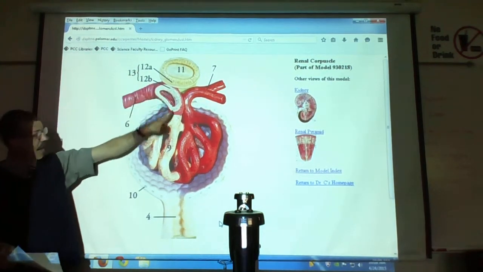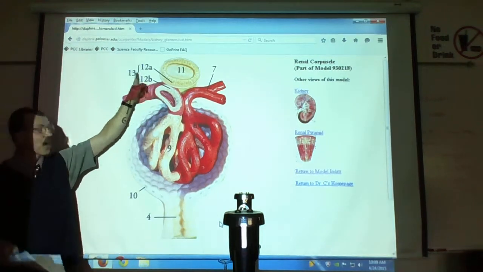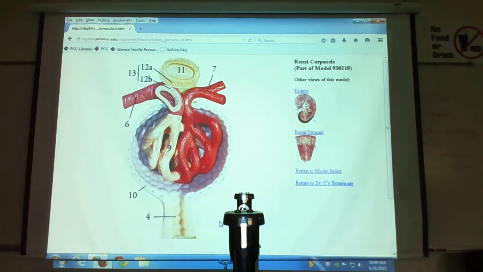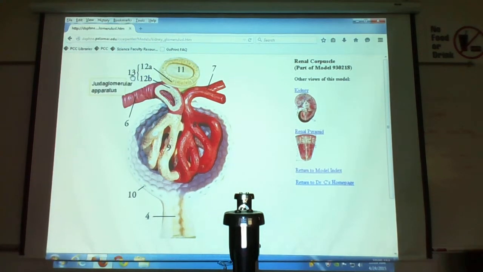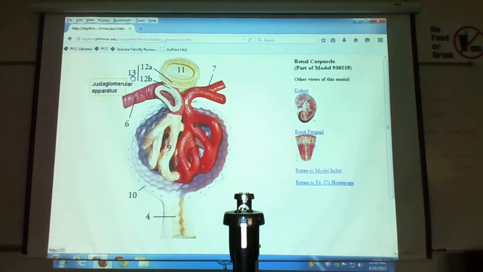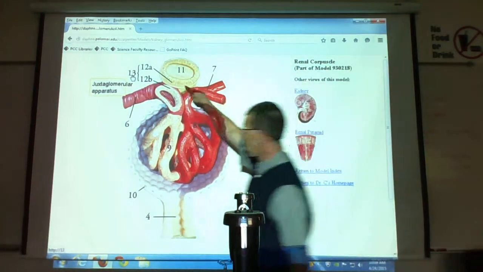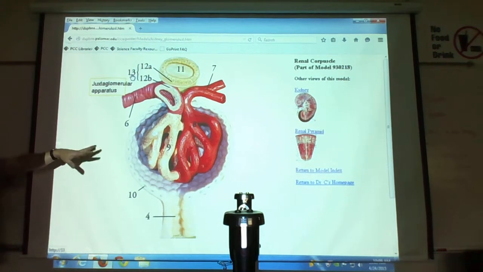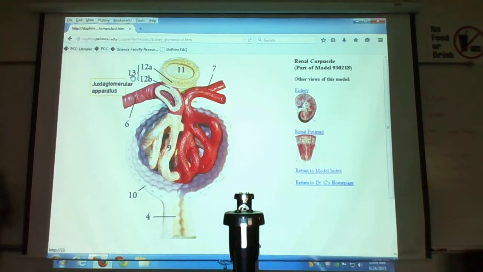So these are next to your glomerulus. Those are the juxtaglomerular cells. Juxta meaning next to. So your juxtaglomerular apparatus means the cells up here. Those cells are next to my glomerulus. That's next to the afferent too? Yes. Oh wait, there's more.